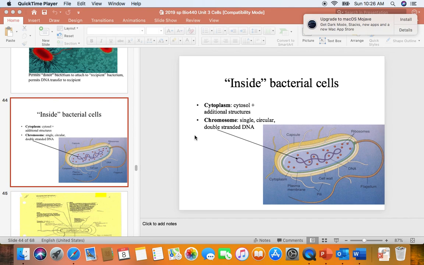Okay, folks. So last time we had finished with a description. We'd gone through cell membrane, cell wall, glycocalyx. We had talked about fimbriae, flagella, and the sex pilus. And so now we're going to go inside the bacterial cell.